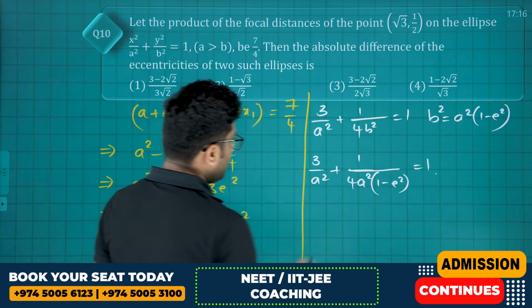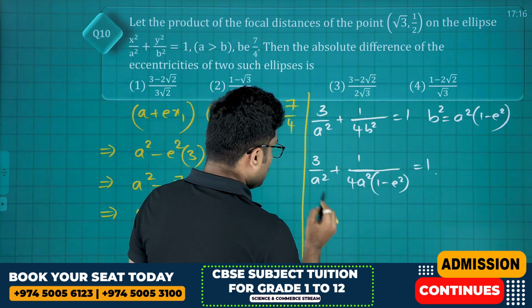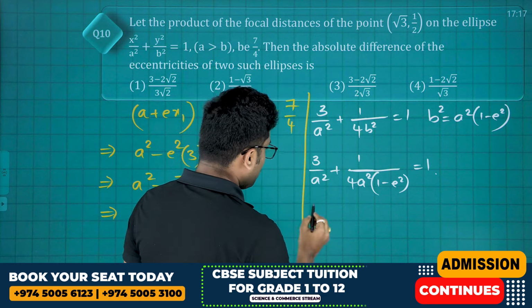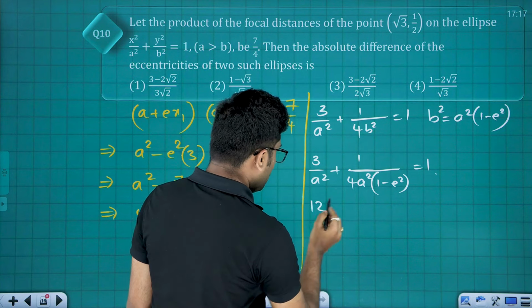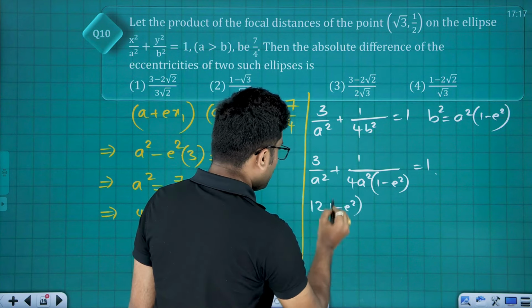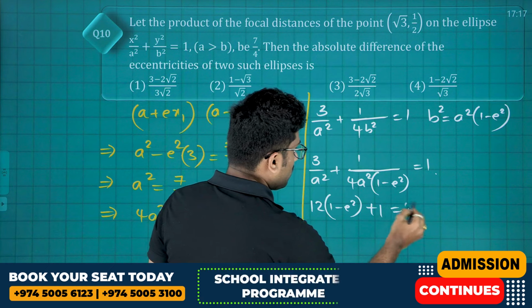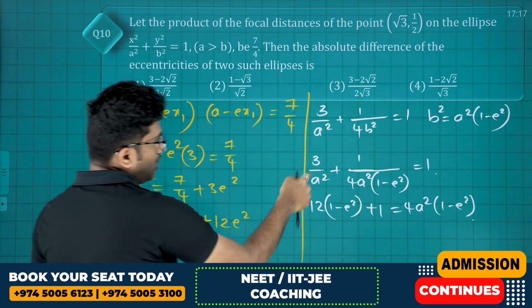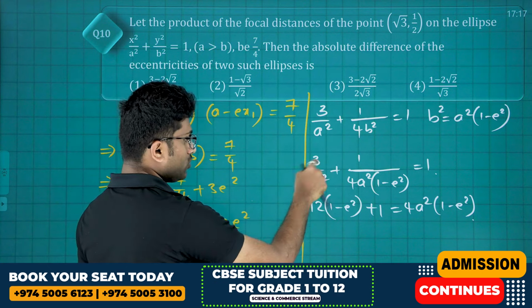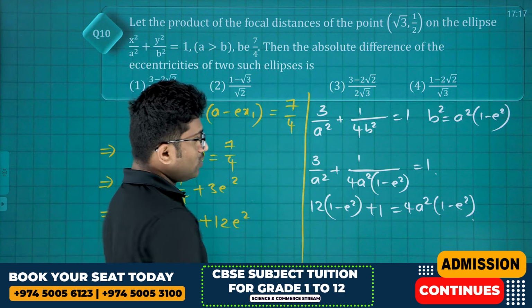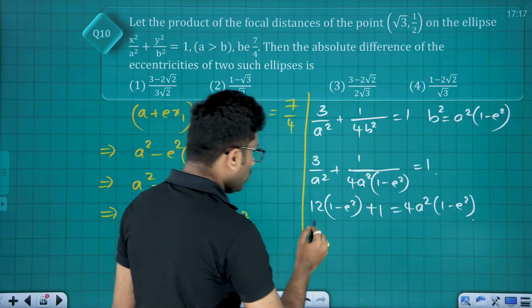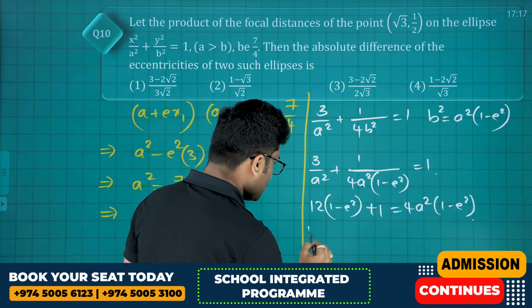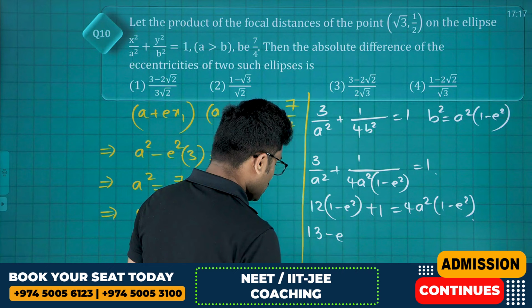Yes, so that implies we'll take LCM. 4 3s are 12 into 1 minus e square plus 1 is equals to 4a square times 1 minus e square. We have taken LCM. When we multiplied and divided by 4, 3 4s are 12. Multiplied and divided with 1 minus e square plus 1. So 12, 1 are 12 minus, so that is 13 minus 12 e square.